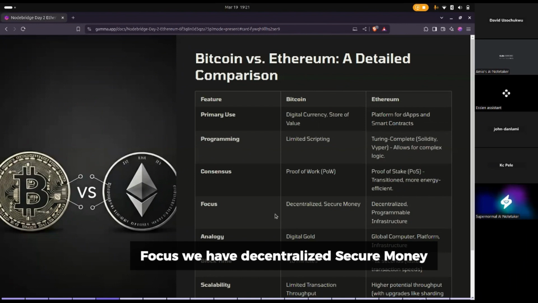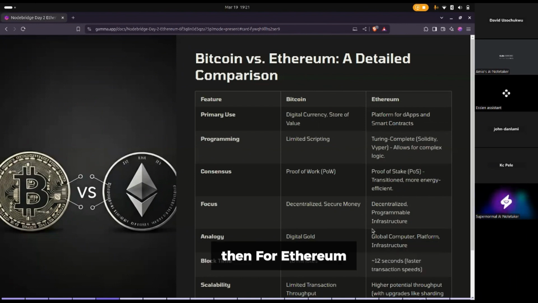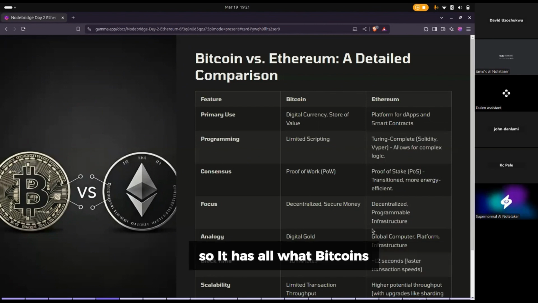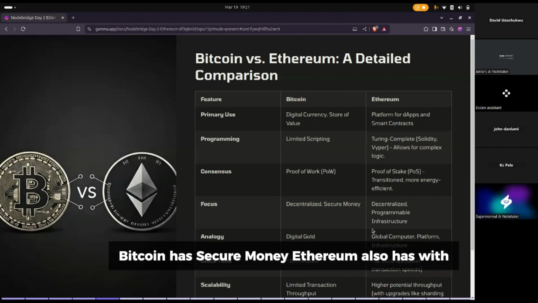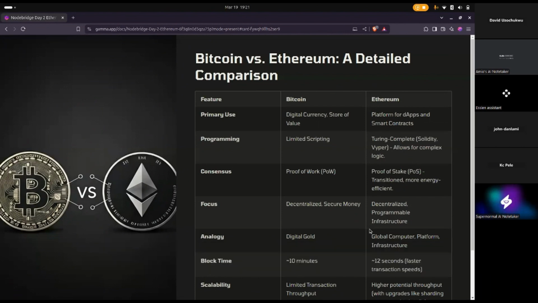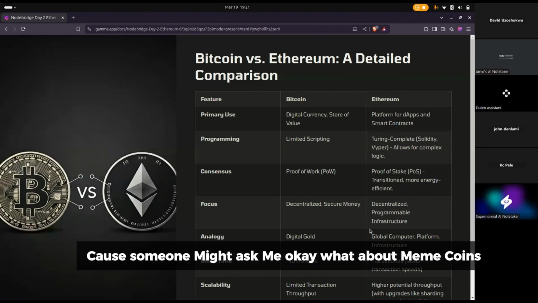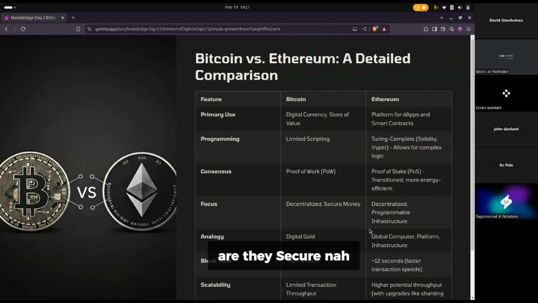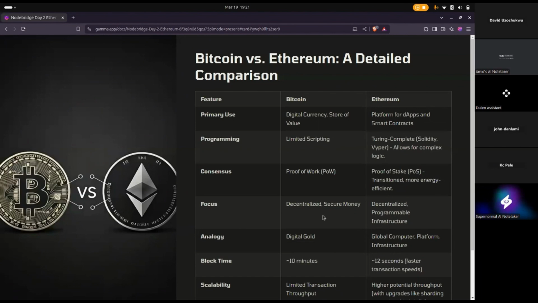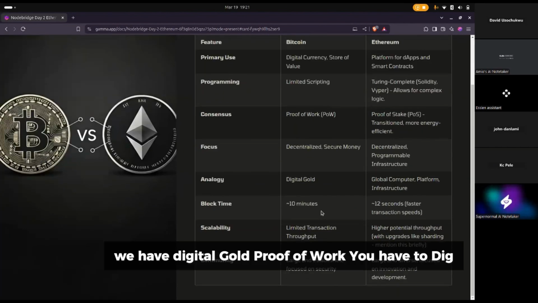Focus: for Bitcoin, we have decentralized secure money. Ethereum also has decentralized, secure money and decentralized programmable infrastructure. So it has all that Bitcoin has. Ethereum also has a lot of secure money in the form of tokens and all that. Not meme coins, please, because someone might ask me, okay, what about meme coins? Are they secure? Nah. So I say programmable infrastructure and secure money. Then we have analogies. We have digital gold, proof of work.